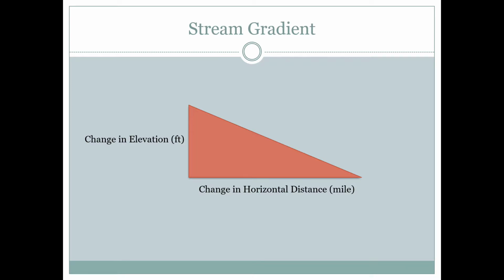When we talk about stream gradient, we're talking about rise over run. We talked about this in lab one time. Change in elevation over the change in horizontal distance, usually again in feet per mile, slope is in feet per mile typically, right? And the higher the slope, the greater the velocity typically.